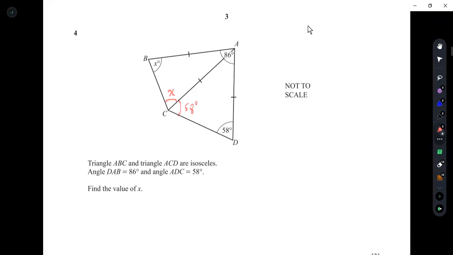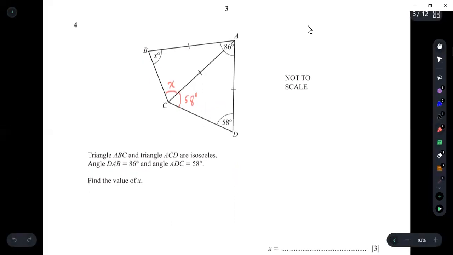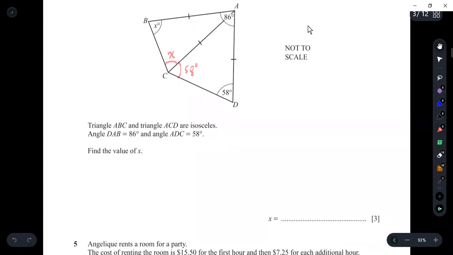So now what we see is ABCD is a quadrilateral, a 4-sided shape. If we ignore the line AC and consider only the quadrilateral ABCD, we know that the angle sum of a quadrilateral is 360 degrees. So if we add all these angles, the sum should equal 360 degrees. So what are the angles?